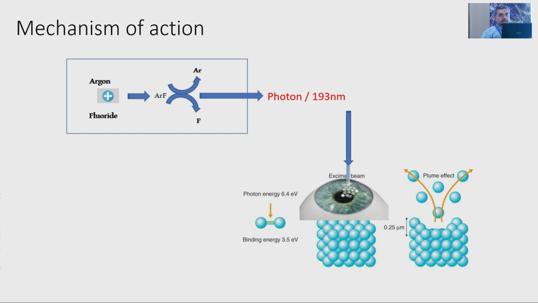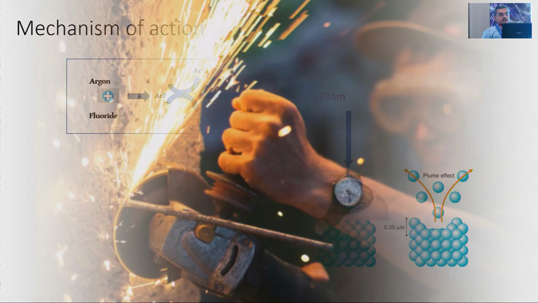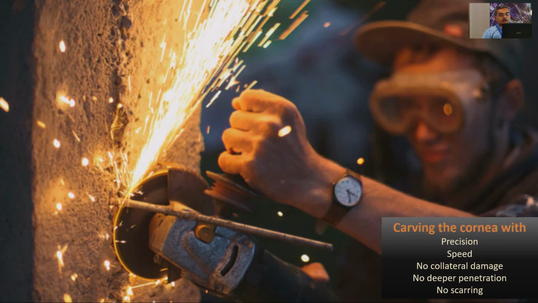It disrupts the covalent bonds of the collagen fibers, and this is called a plume effect. The fragments are taken away from the cornea and sucked out. This is the entire procedure. This is how the cornea is carved by corneal surgeons with high precision, speed, no collateral damage, no deeper penetration, and no scarring.